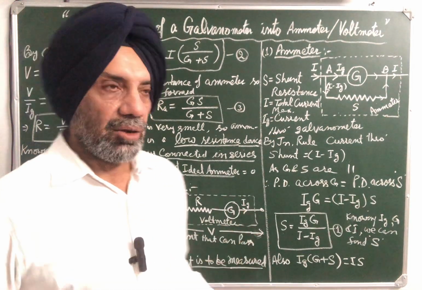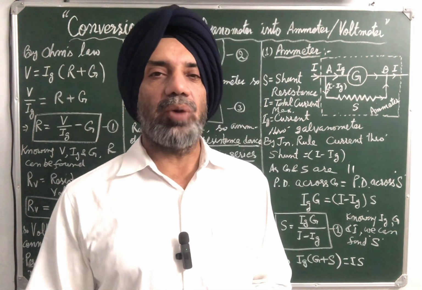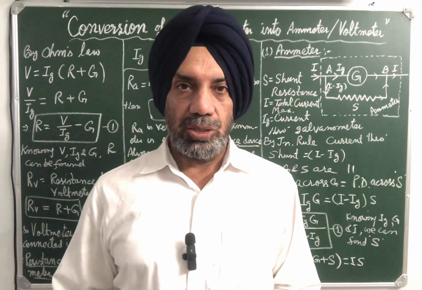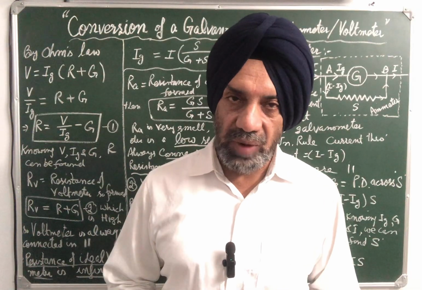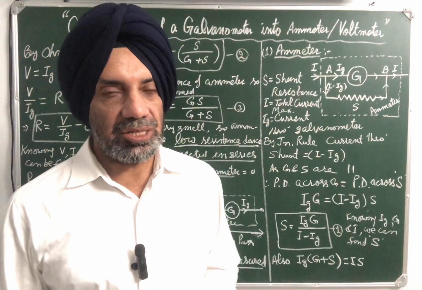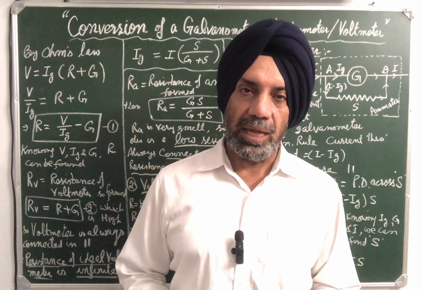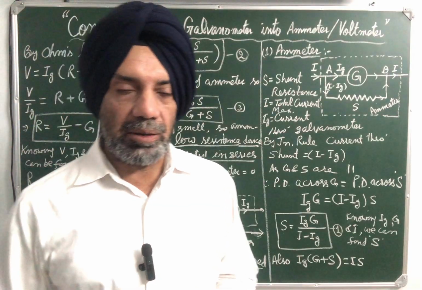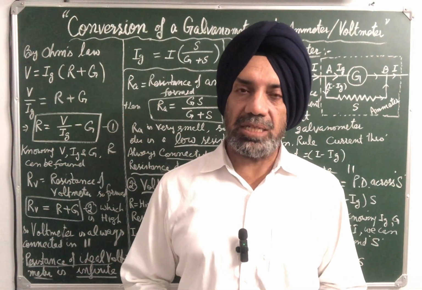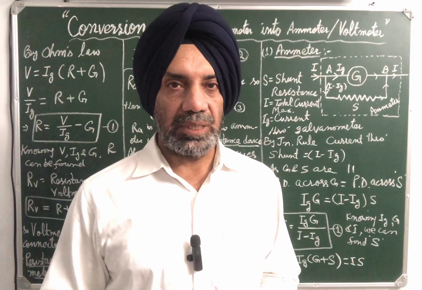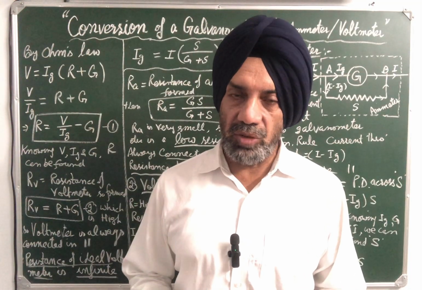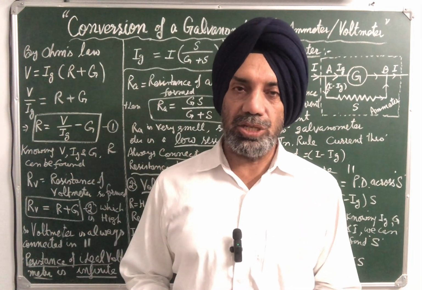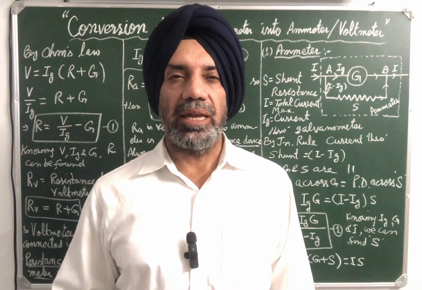So in a nutshell, we can convert a galvanometer into an ammeter by connecting a shunt resistance in parallel with the galvanometer. So an ammeter is a low resistance device and it is always connected in series with the circuit, and the resistance of an ideal ammeter is 0. A galvanometer can be converted into a voltmeter by connecting a high resistance in series with the galvanometer. So a voltmeter is a high resistance device. That's why it is always connected parallel in electrical circuits, and the resistance of an ideal voltmeter is infinite.